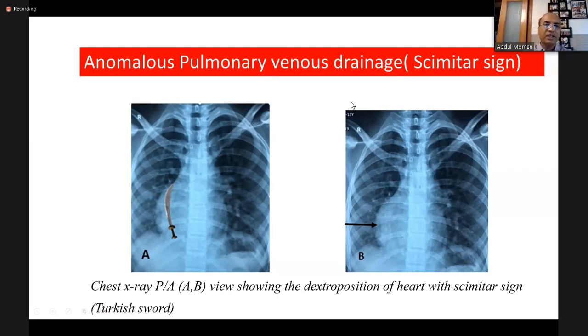X-ray chest. This is TAPVC, total anomalous pulmonary venous drainage. X-ray showing a snowman or figure of 8. So this is the snowman or figure of 8.